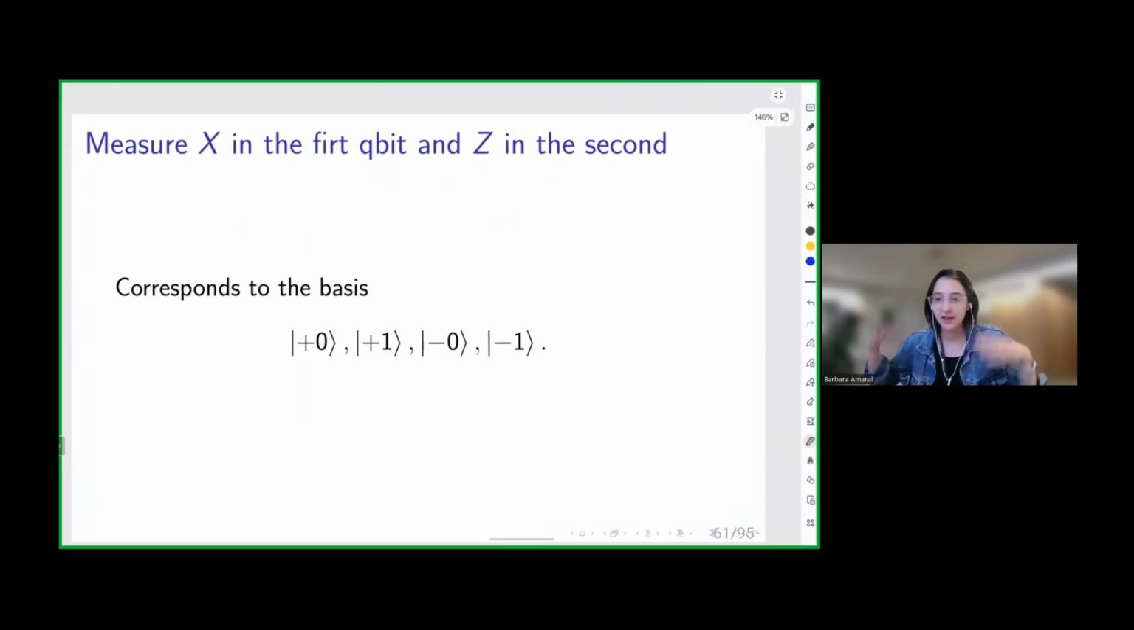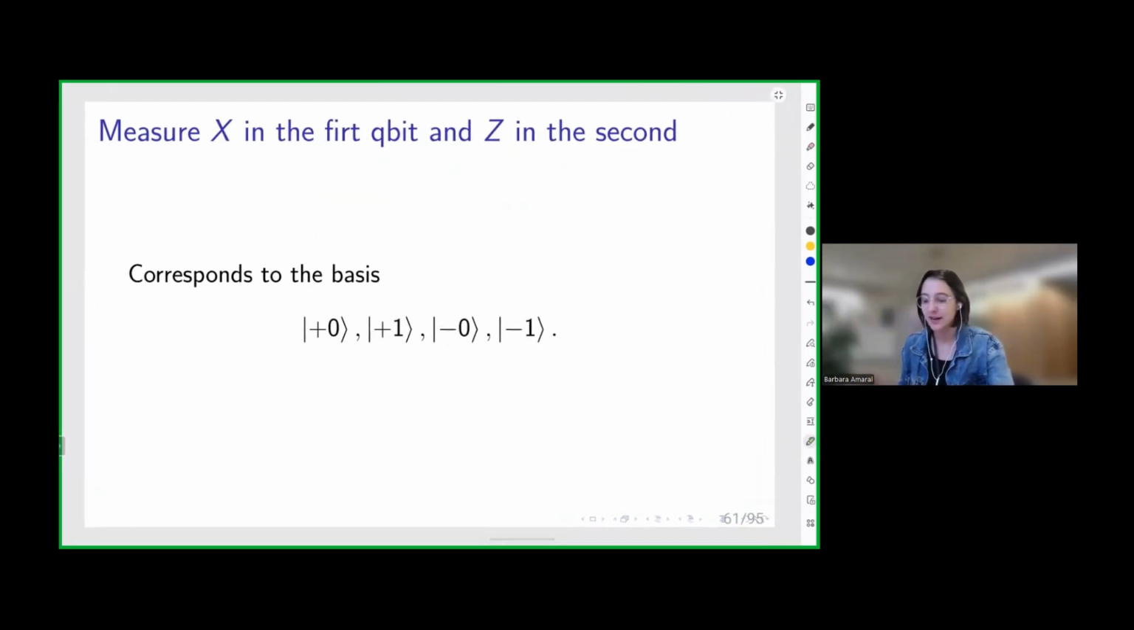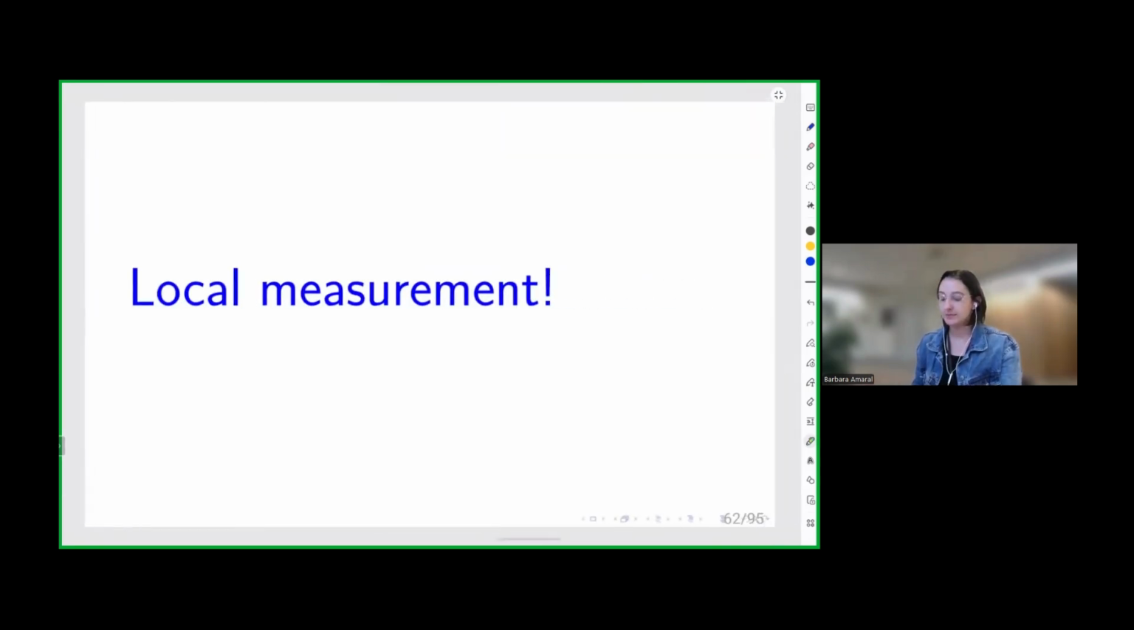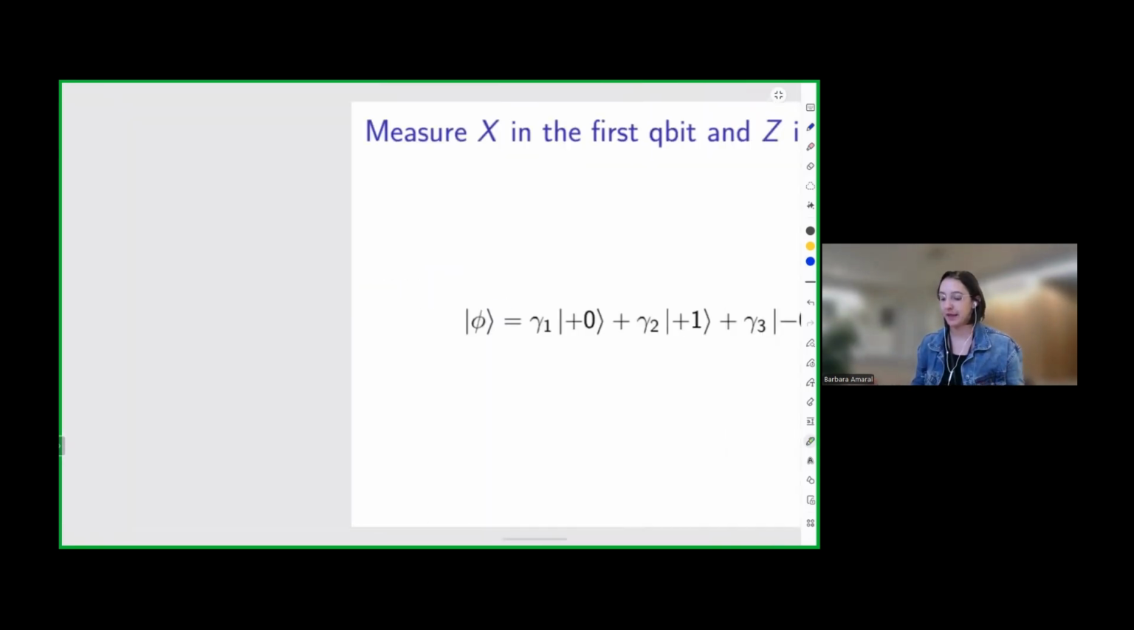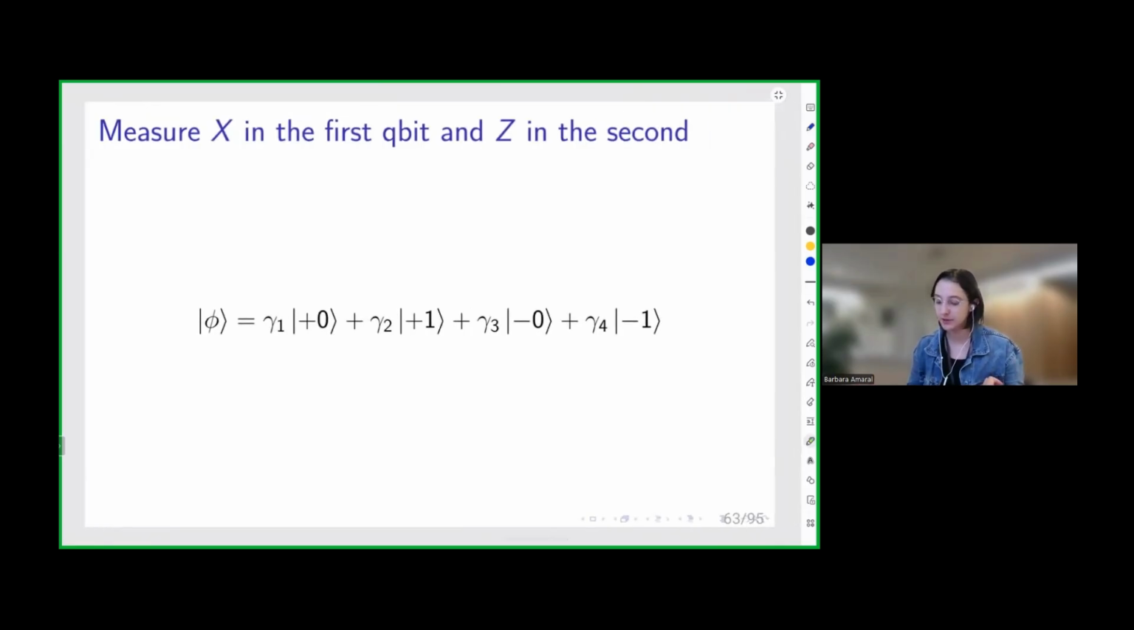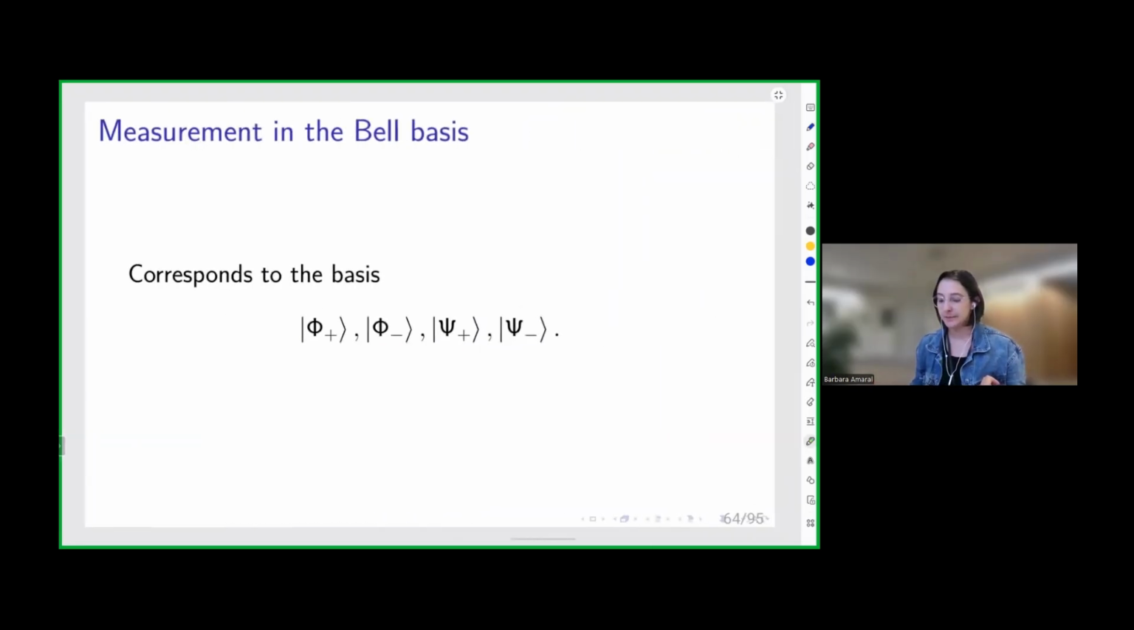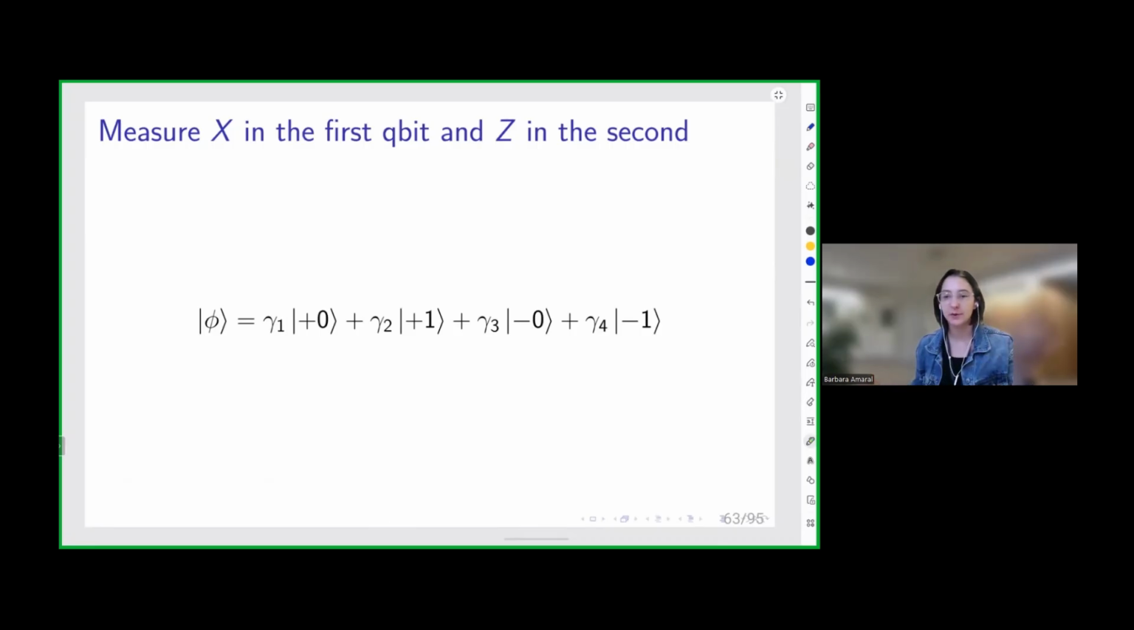Okay, so now you can think about whatever measurement you want. So you can measure X, the first qubit. Oh, here is wrong. First qubit, and Z in the second qubit. So now this is going to be related to this basis here. Again, a local measurement. And to compute the probabilities, you need to write your state in this basis here. And again, if you want to repeat the homework with this, but it's just a matter of changing the basis. Again, in this case, even easier because you just had to change the basis in the first qubit.